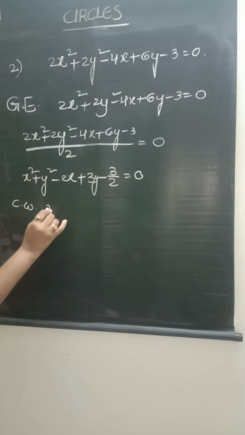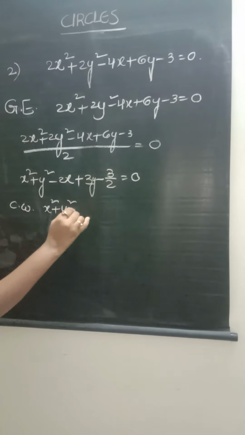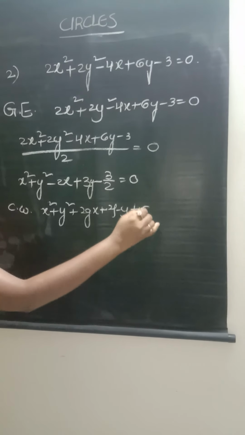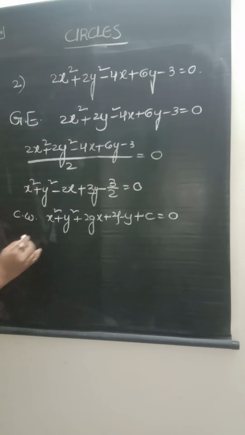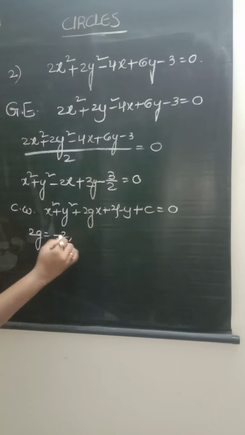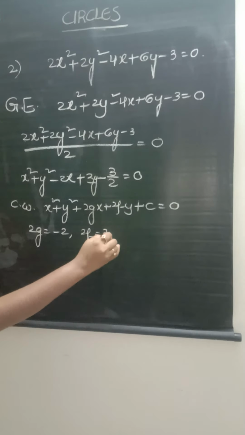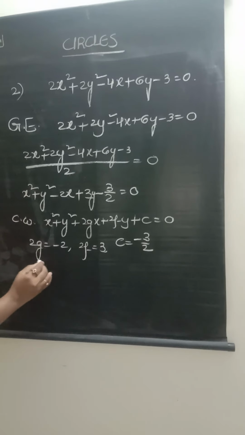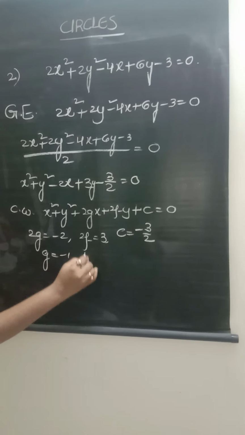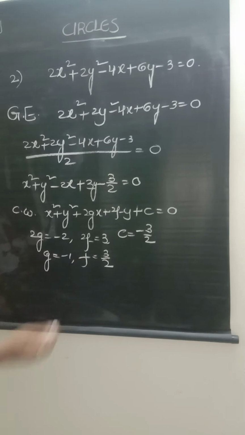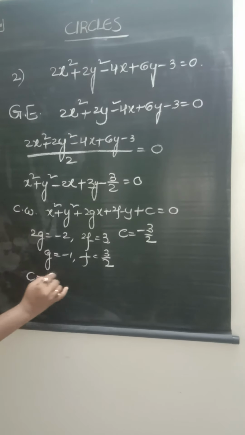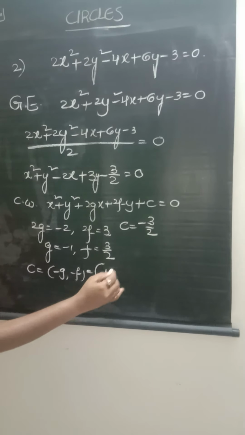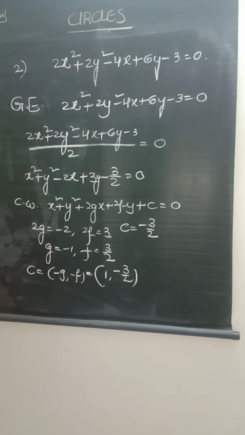Now compare with x square plus y square plus 2gx plus 2fy plus c equals to 0. Then 2g is equal to minus 2, 2f is equal to 3 and c is equal to minus 3 by 2. Then g is equal to minus 1 and f is equal to 3 by 2. Therefore, center is equal to (minus g, minus f), that is (1, minus 3 by 2).